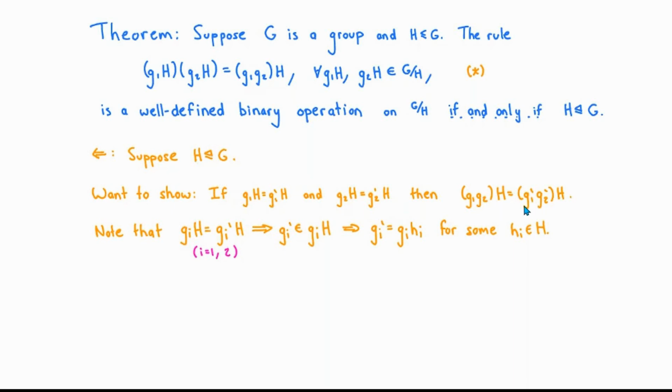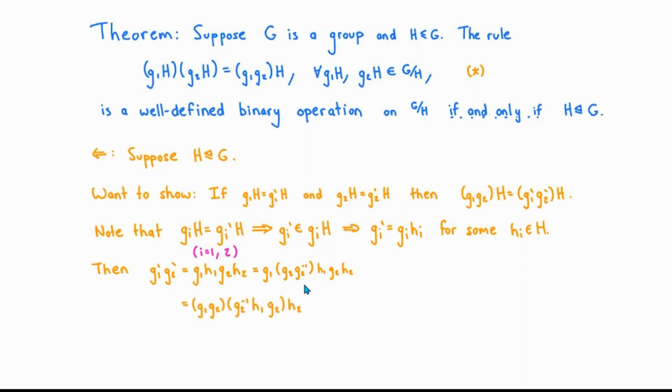So in order to accomplish this, think about what happens when you multiply g1 prime and g2 prime together. g1 prime times g2 prime is g1 h1 times g2 h2. And now I can't just interchange the h1 and the g2 because this might be a non-abelian group. But one thing that I can do to get a g2 over here on the left is to insert a g2 times g2 inverse between the g1 and the h1.